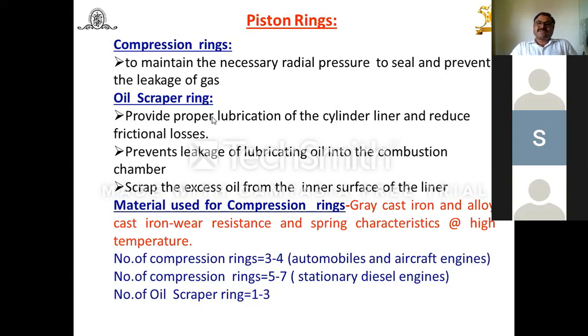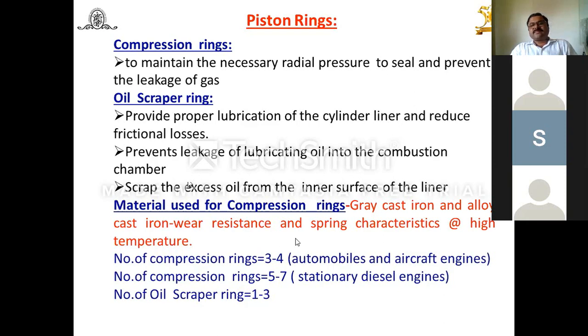Then the oil scraper ring, which is fitted at the bottom slot or groove of the piston, provides proper lubrication to the cylinder liner. Second, it reduces the frictional loss. It also prevents the leakage of lubricating oil into the combustion chamber. When the piston goes up, the oil supplied is again taken by this scraper ring, and the excess oil that is scraped off is sent to the crankcase. This is the function of the oil scraper ring.